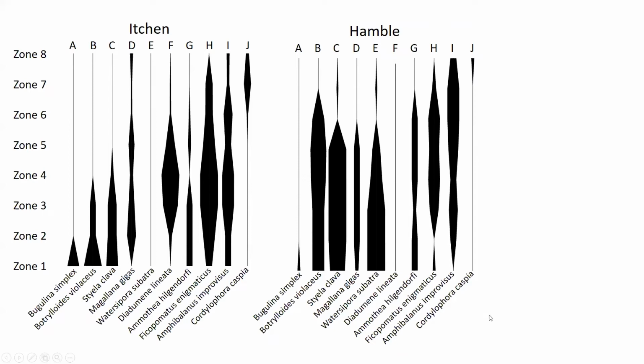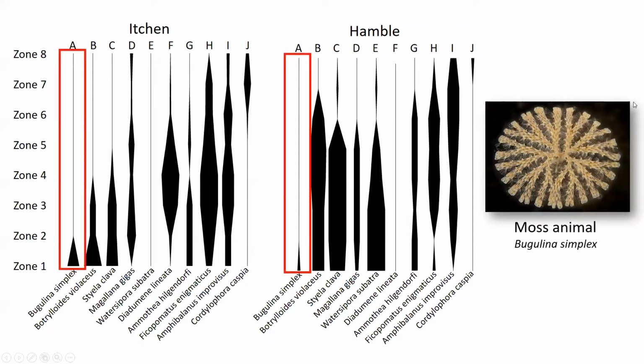So if we go through these types of species, then this is a species which is present in zone 1 and occupies fully marine sites as well, full salinity sites, but it peters out rapidly and is absent in zone 2. So this is a moss animal, which is basically a marine species that doesn't get very far into the estuary at all. And the same species does the same thing in the Hamble.